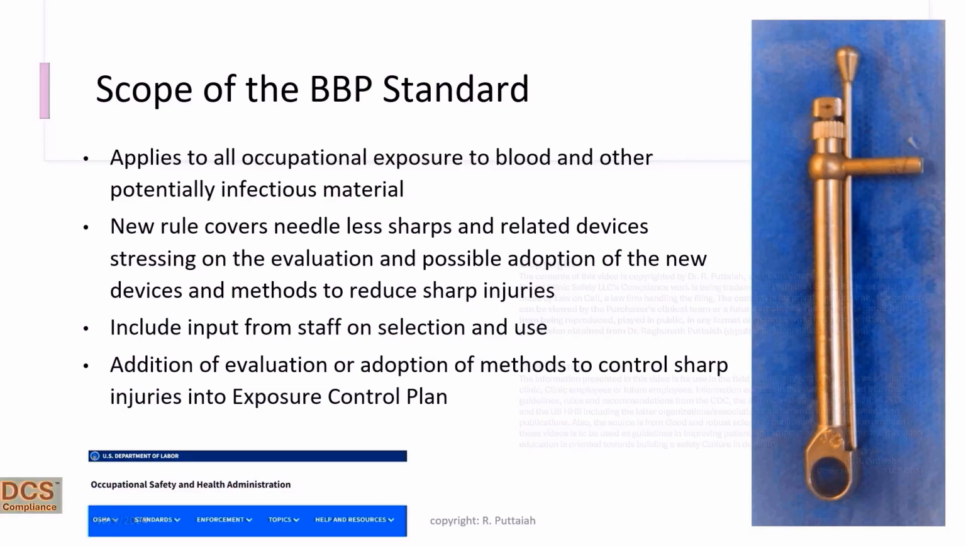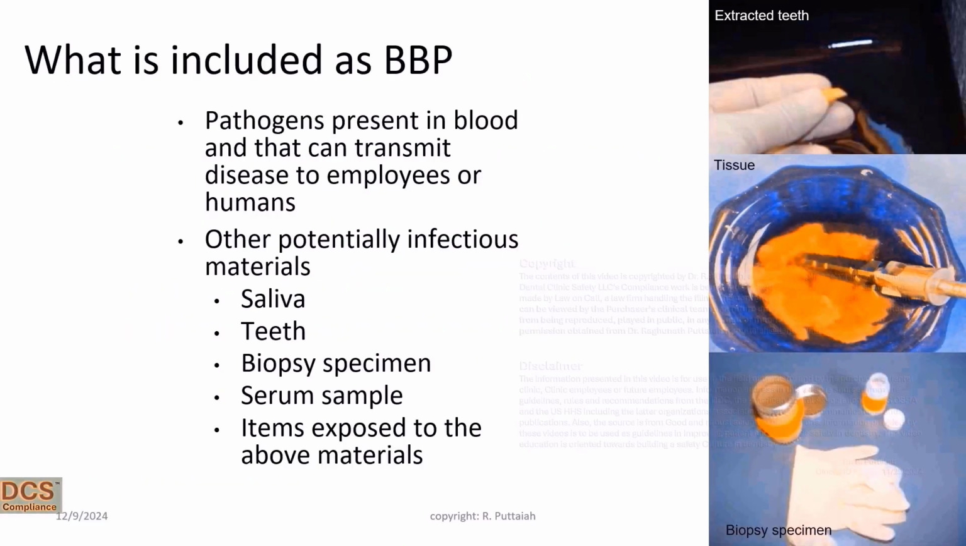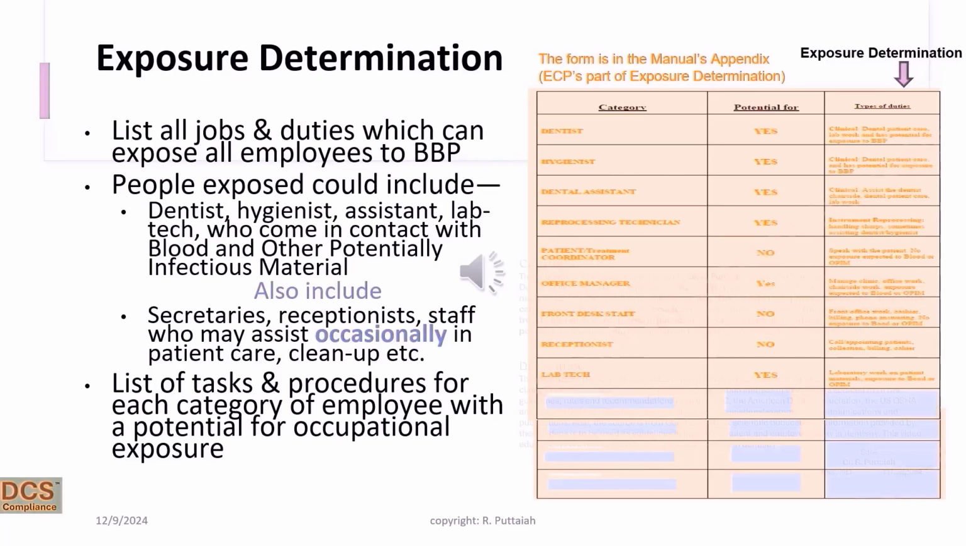Use sharps with engineered sharps injury protections, or adopt methods to control sharp injuries in the facility's exposure control plan. What is included as a blood-borne pathogen, BBP? The front desk staff may never be exposed to blood and OPIM if they don't help with clinical duties involving direct patient care or handling used instruments.